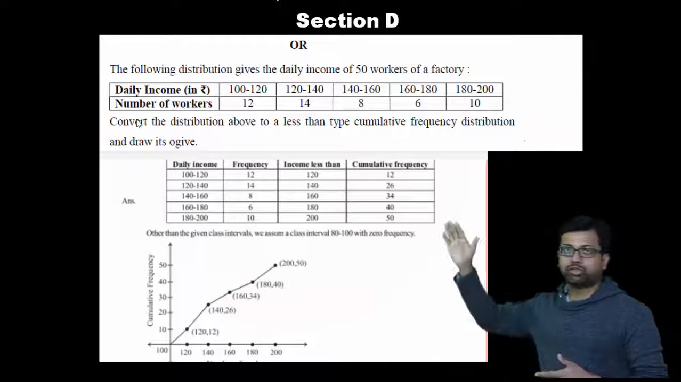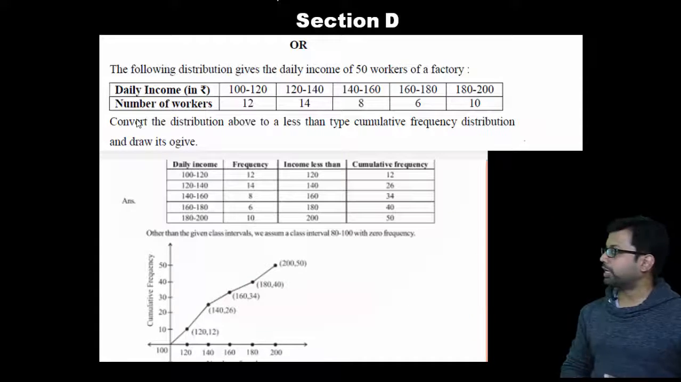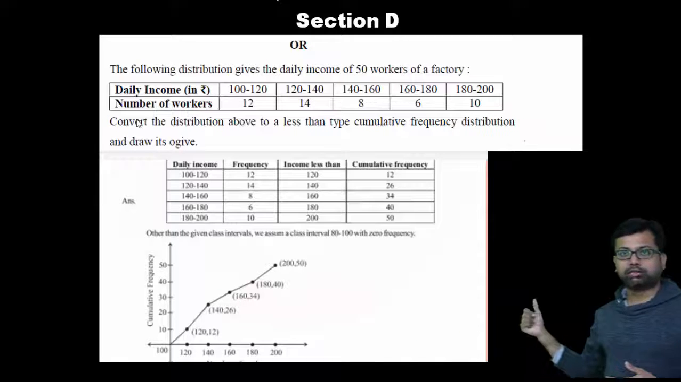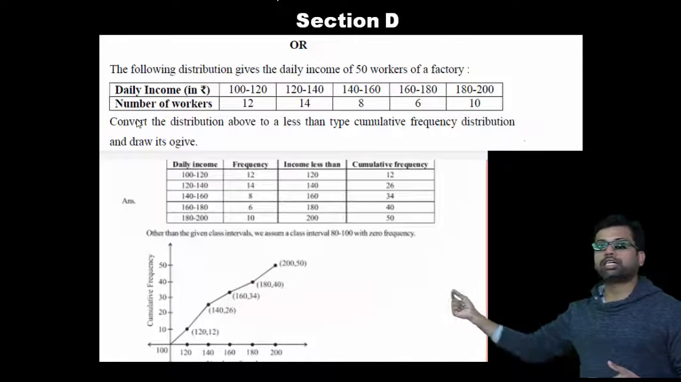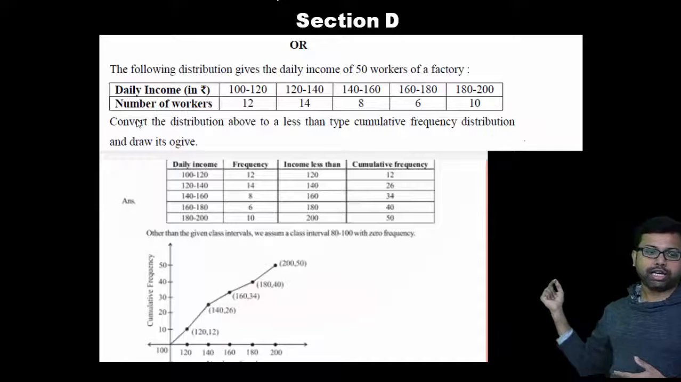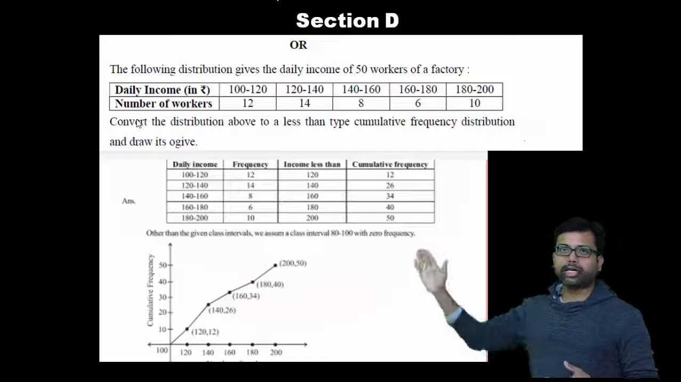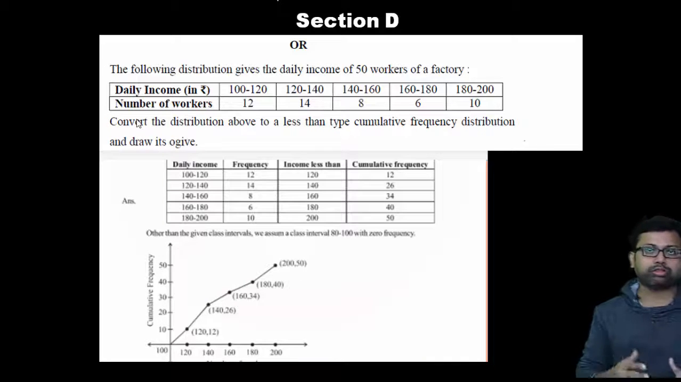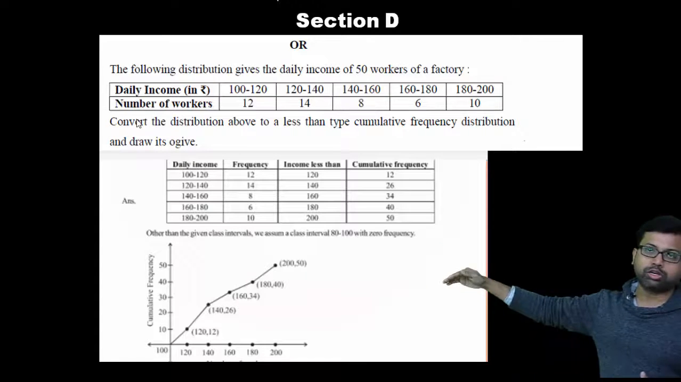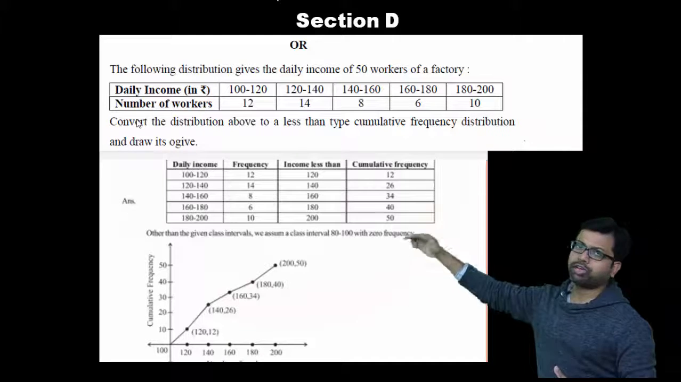So here you have the two coordinate axes, x and y. On the x-axis you are going to have the income values, because that's the variable. So you have the less than values you have to put: 120, 140, 160, 180 and 200. On the y-axis, you plot the frequency. The frequency lies between 10 to 50, so you have to plot the values accordingly.